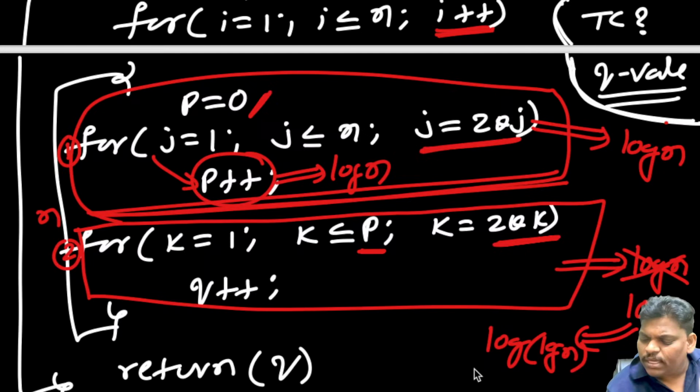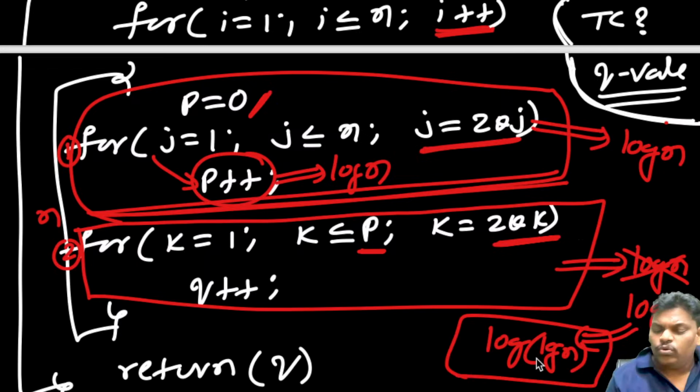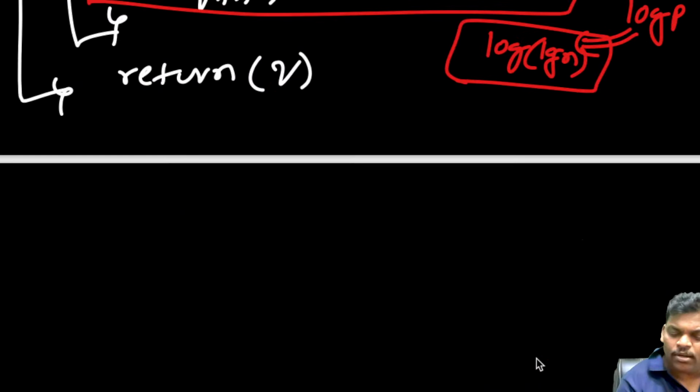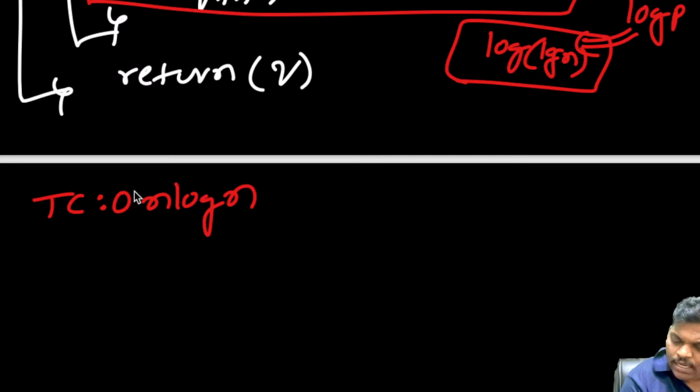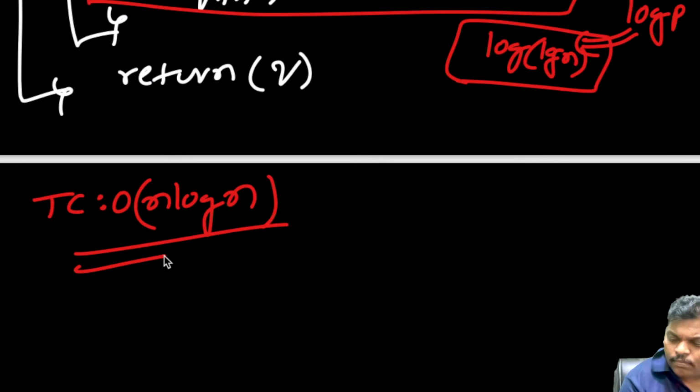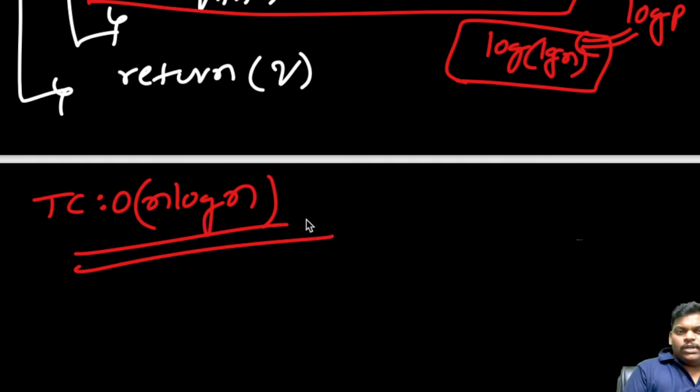So what I want to say is, outer loop is n time, inside two loops. One loop is log n, one more is log n. So log n and log n, the bigger one is log n. So outside is n, inside bigger is log n. So time complexity of this program is n log n.